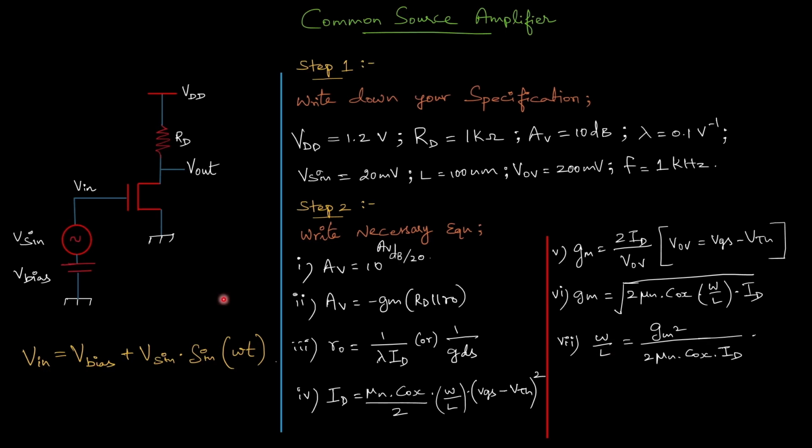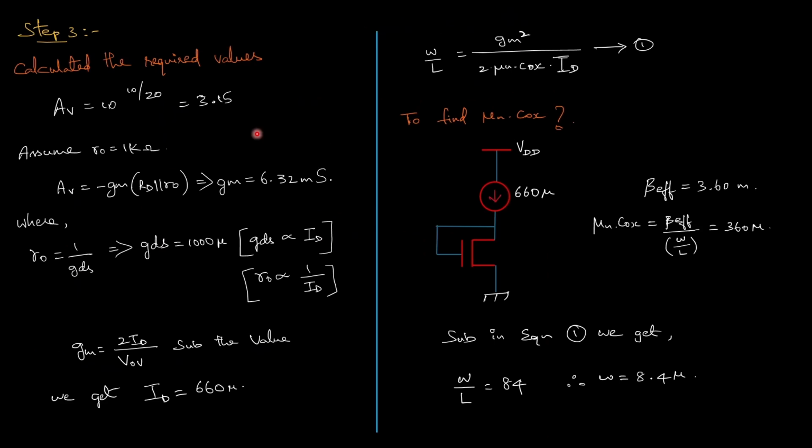Now let's try to design one. This is the circuit of our common source amplifier. Now let's calculate the required transistor dimension. Our targeted gain is 10 dB. First we convert it into linear gain. From the gain equation, we calculate the required transconductance.